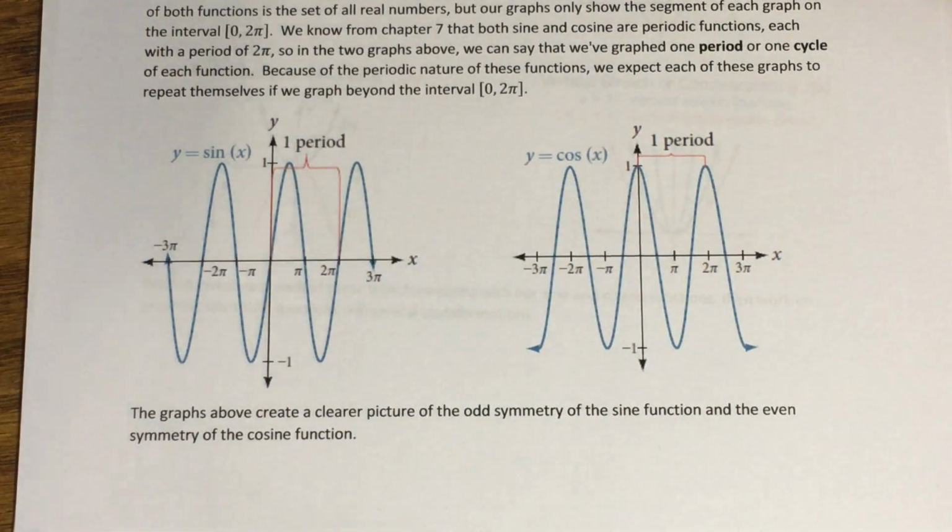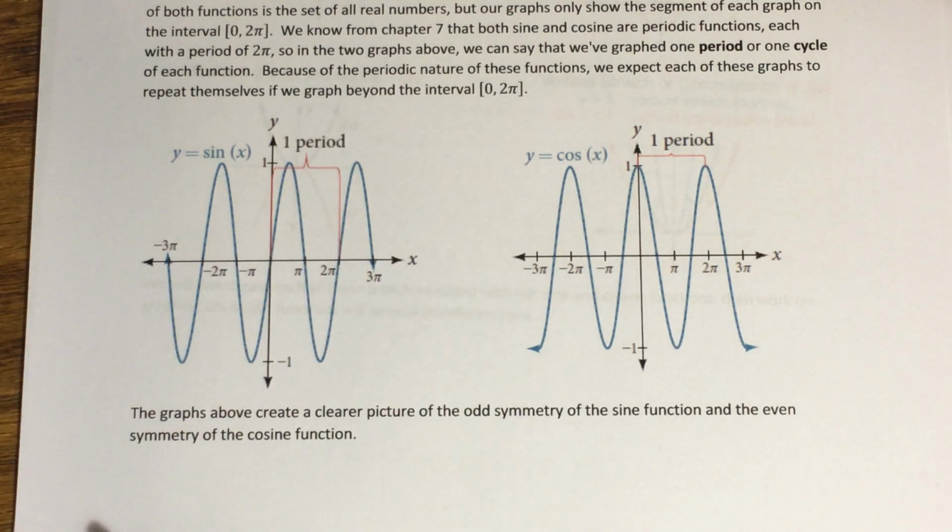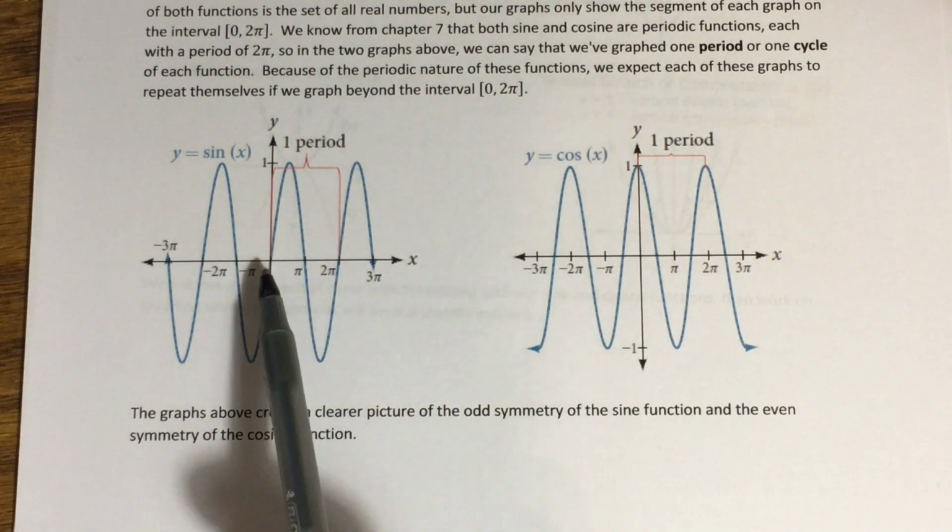Another thing that we discussed in Chapter 7 was those even and odd identities for the sine and cosine function. And I think I mentioned a little bit about what that implies about the graph of a function. Odd functions have what's called odd symmetry, or in other words, we also call that symmetry about the origin.